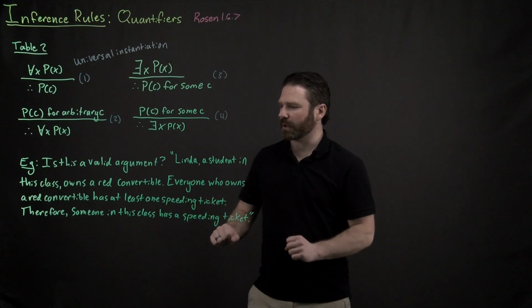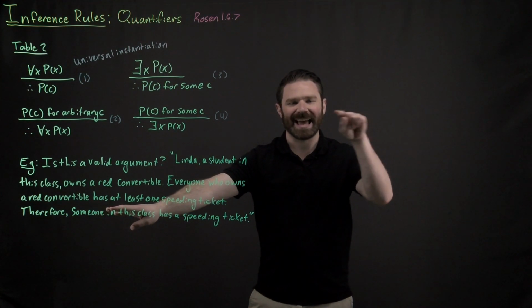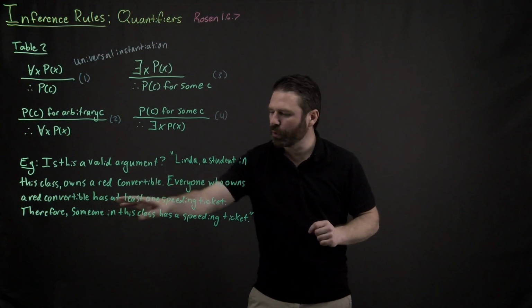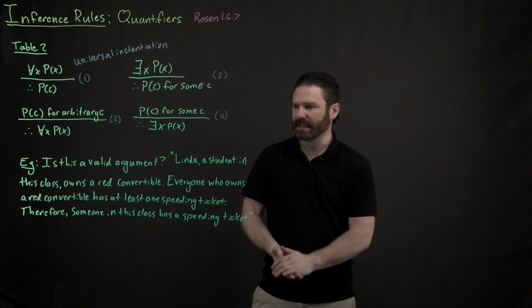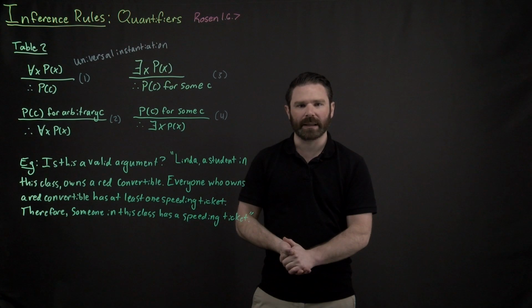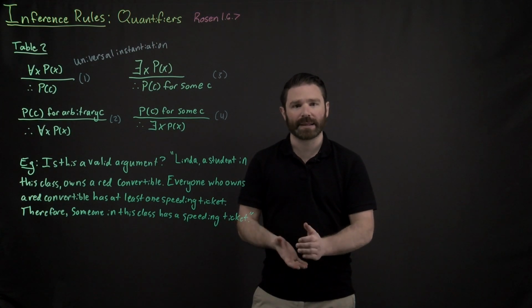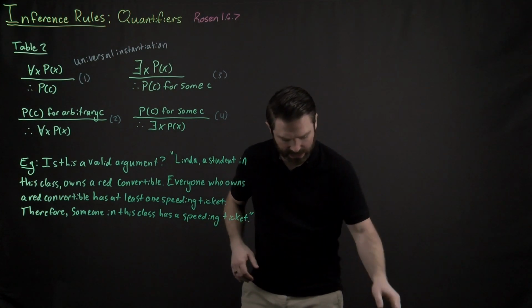And the conclusion of this argument is: therefore, someone, and that makes me think of an existential quantifier, someone in this class has a speeding ticket. And I want to verify whether or not this is a valid argument. So as usual, the very first thing that I have to do is translate this. So let's start with that.